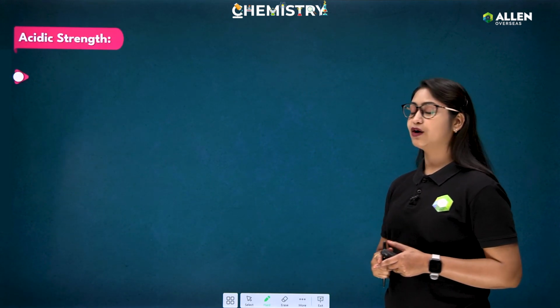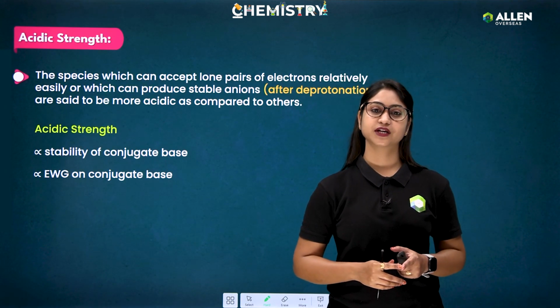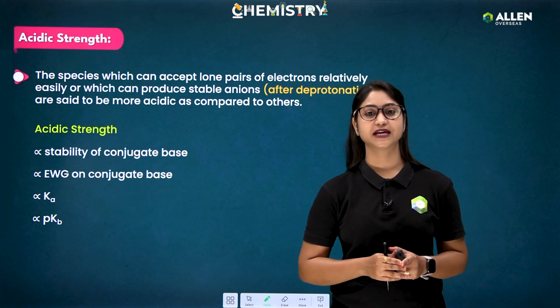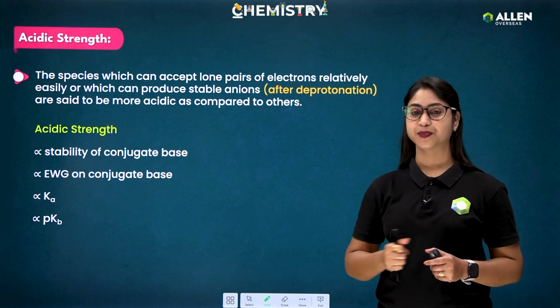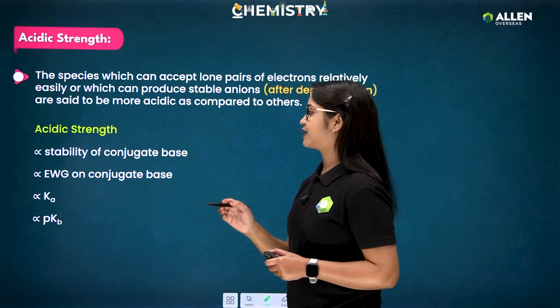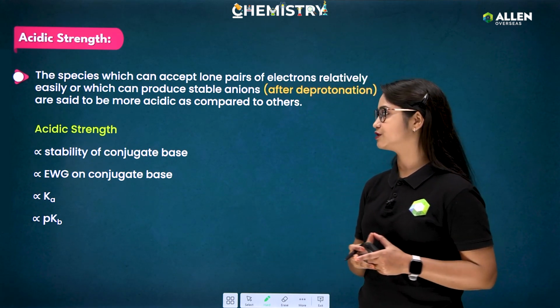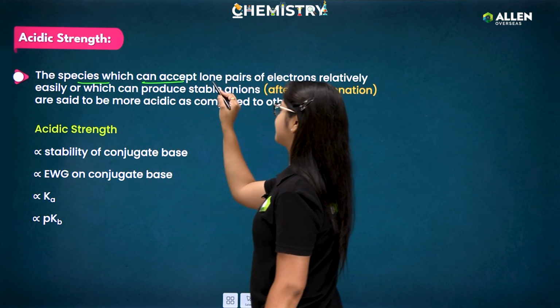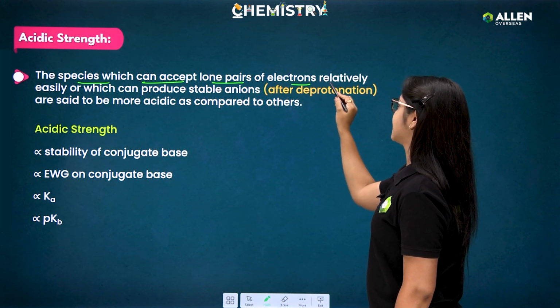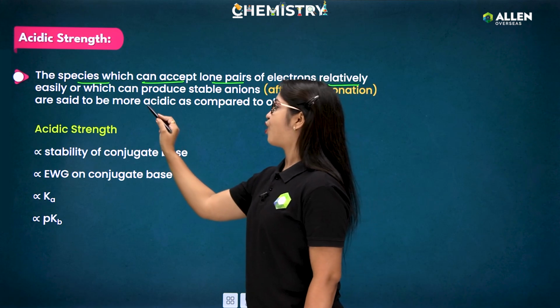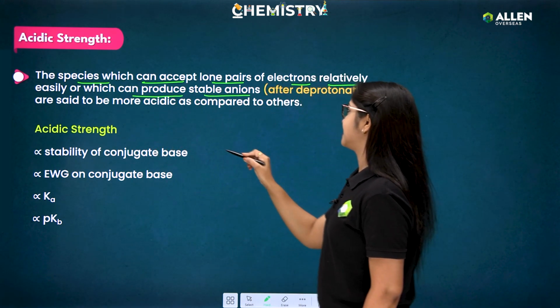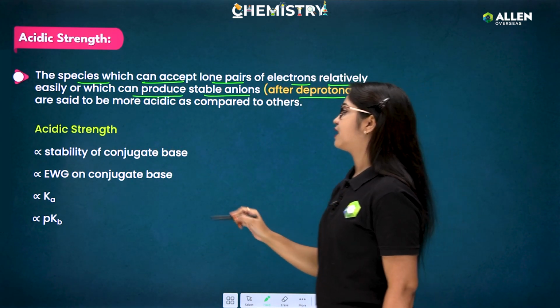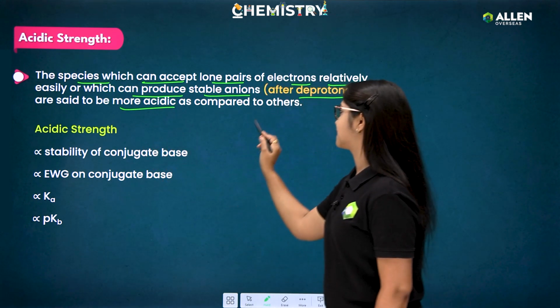Fine. We have seen the order of stability for the carbocations. Now let's see the acidic strength. So what is acidic strength? What is acidic nature? Let's see first of all. What are acids? The species which can accept lone pairs of electrons relatively easily, or which can produce stable anions after deprotonation, are said to be more acidic as compared to the others.